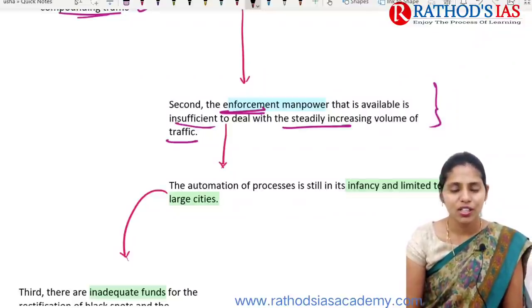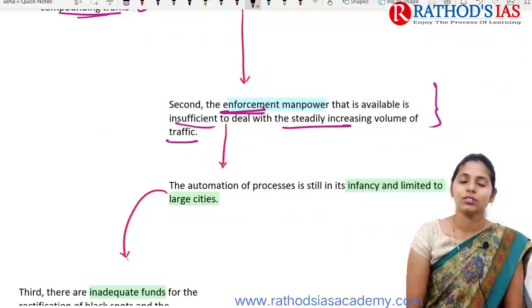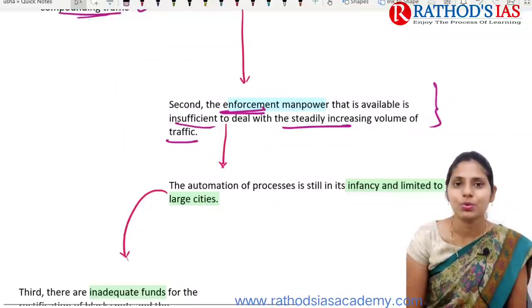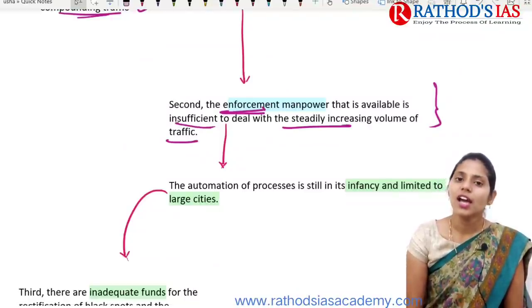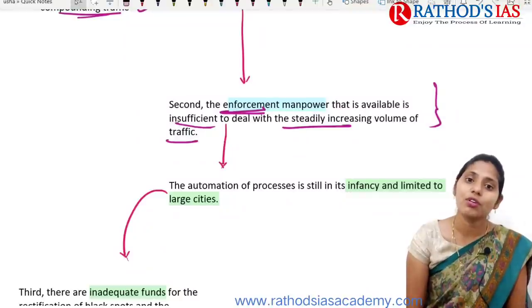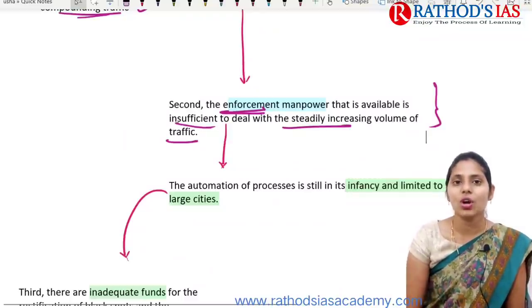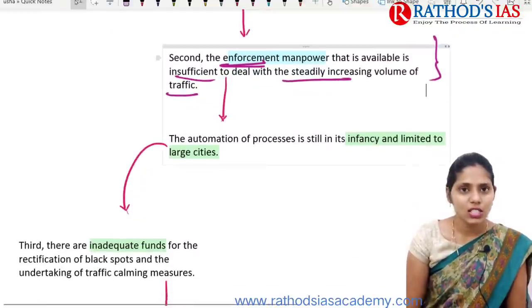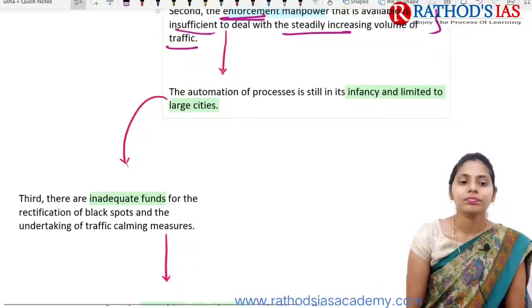Because after this COVID-19, I personally saw one thing here, there is an increase of vehicles on the road, and each and everyone wants to go in a private vehicle rather than the public transport system, mainly to decrease the chances of getting the coronavirus. And on the roads also there is an increase in the number of four wheelers that I personally have seen. And next one is, even the automation of the process is still in its infancy, and this automation is mainly limited to the large cities, but not throughout India.